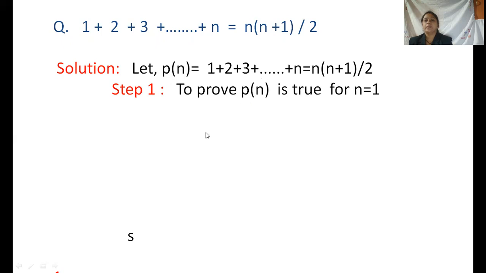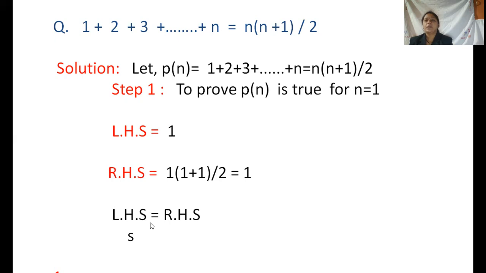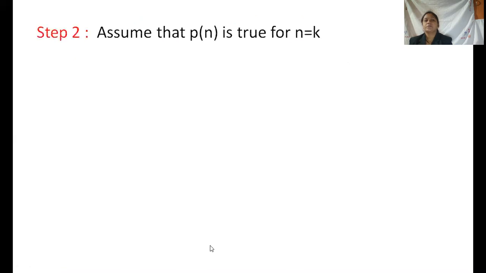So here n is equal to 1, put n is equal to 1, therefore LHS is equal to 1. Put n is equal to 1, RHS is equal to 1 into (1 plus 1), 2, 2 upon 2, 1. Therefore LHS is equal to RHS, therefore P1 is true. Now step number second, assume that Pn is true for n is equal to k.